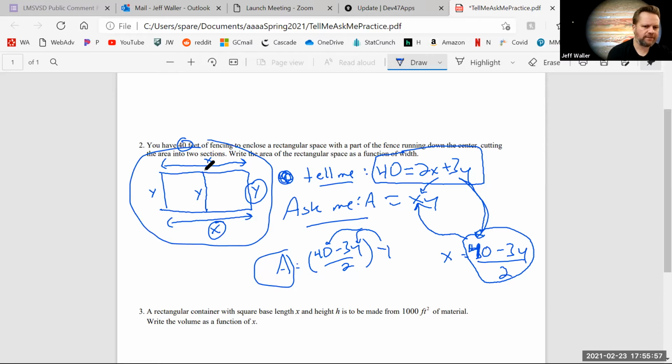How did I do it? Drew the picture, identified the variables, wrote the equation of what they told me, wrote the equation of what they asked me, and then used what I know in what I don't know. When does it work like that, Jeff? Always. So that's how optimization problems work, when they say find the maximum profit or the minimum area or whatever.